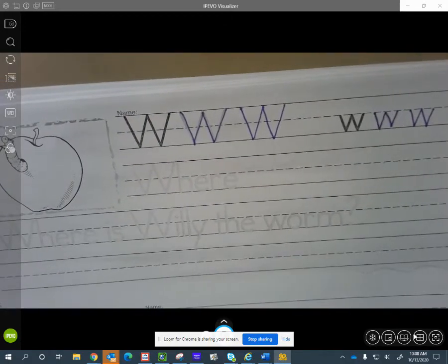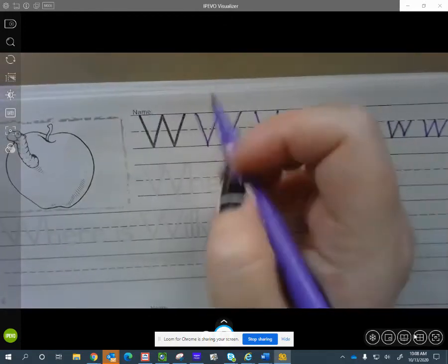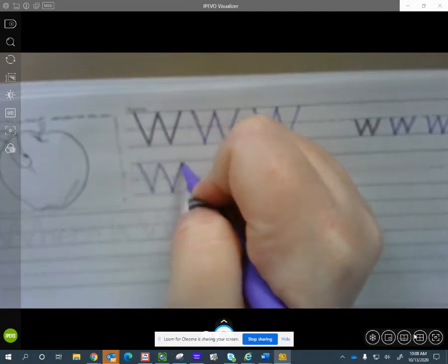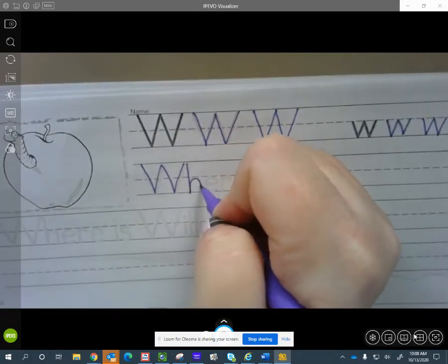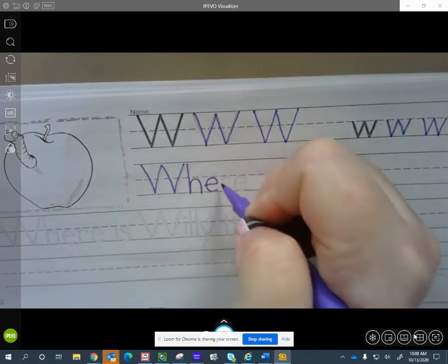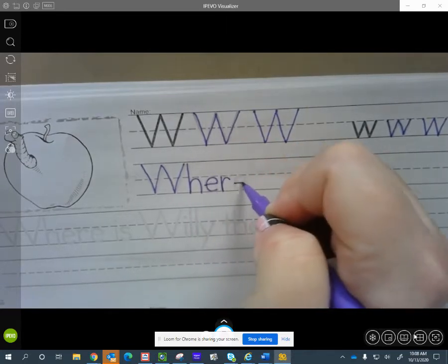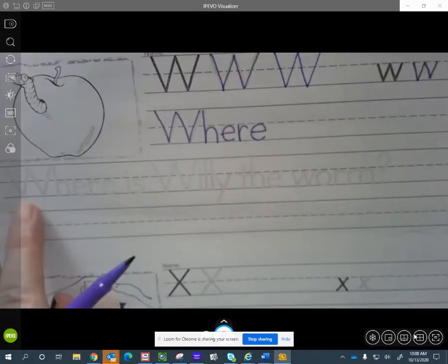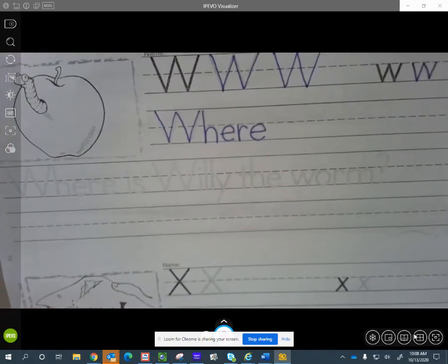All right, now we're going to do the word where. Nice big capital W, because we're practicing for our sentence down below. And don't forget to take your time. There's room to write it here on the side. And then our sentence is, where is Willie the worm?